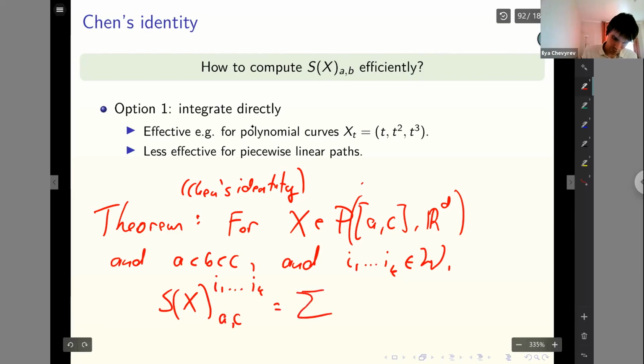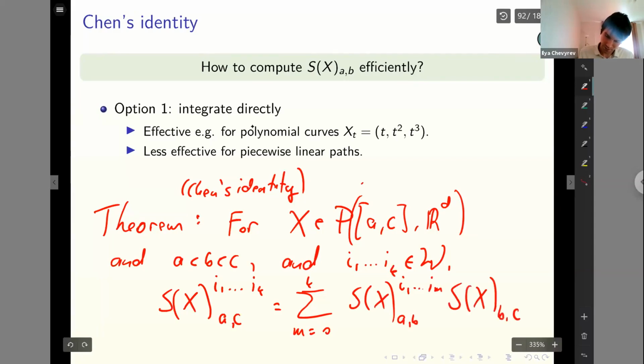We take the sum over all m from 0 to k, and we look at all the subwords: I1 until IM of AB times the signature over BC of the subword IM+1 until IK.